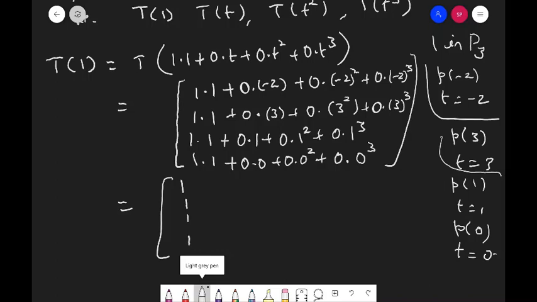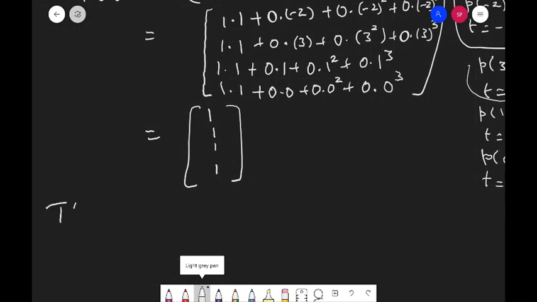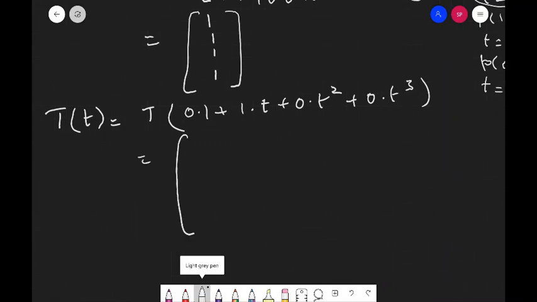So this is 1, 1, 1, 1. And similarly, now T of t is equal to, what is T of t? I will write it as T of, there is 0 into 1 plus 1 into t plus 0 into t square plus 0 into t cube. So if I say its image will be 0 into 1, then 1 into p of 2. First one is p of minus 2, the first one, then p of 3, then p of 1, then p of 0.